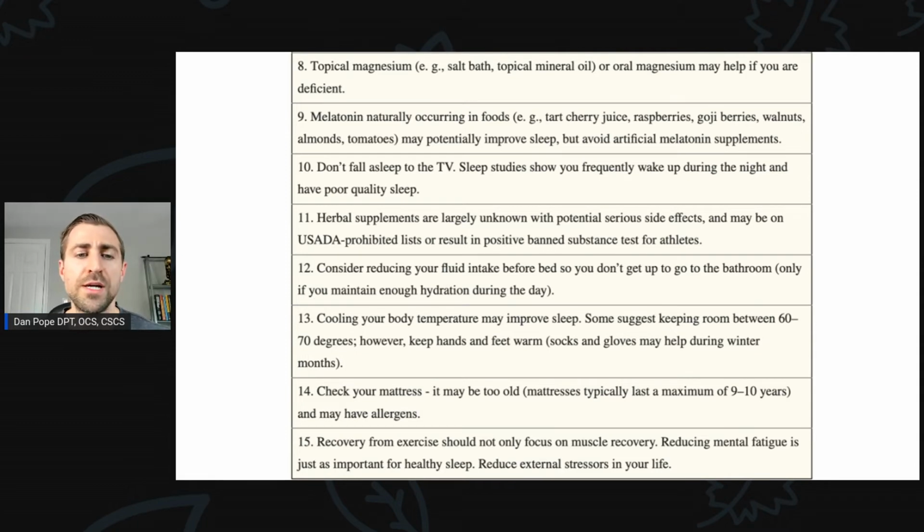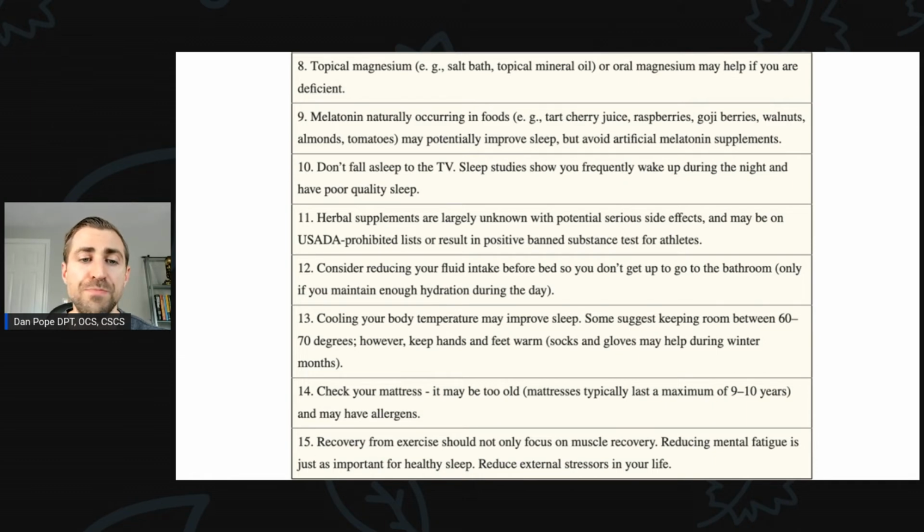Number 12, consider reducing your fluid intake before bed so you don't get up to go to the bathroom, and only if you maintain enough hydration during the day. So if you don't drink at all throughout the course of the day, you probably need to drink a little bit at least at nighttime. Okay. It's better to be waking up once in the middle of the night to go pee than to be chronically dehydrated. But generally speaking, try to get your fluids a little bit earlier in the day so you don't have to wake up 3, 4, or 5 times at nighttime to go pee. Obviously, that's not good for your sleep quality.